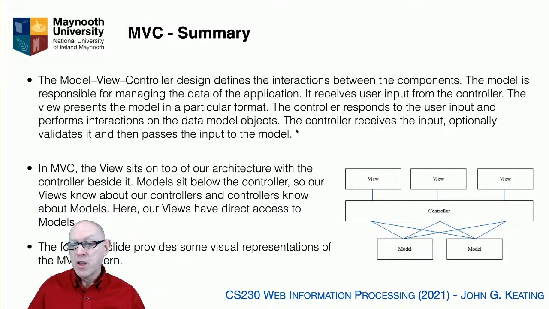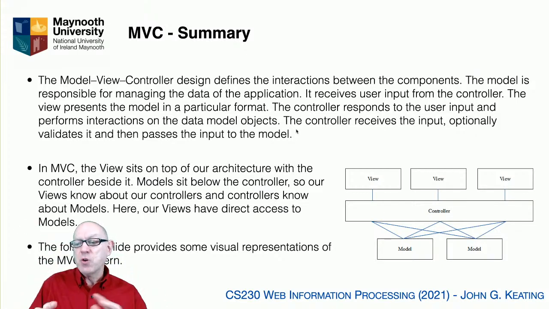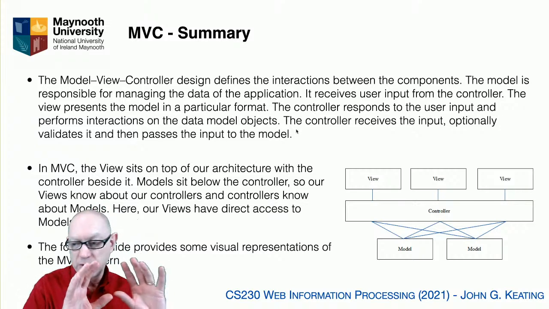Okay. So in model view controller, the view sits on top of our architecture. The controller sits beside it. Models sit below the controller. It sort of sits between the two. And the view knows about all our controllers, and the controllers know about the model. But the views have no direct access to model.